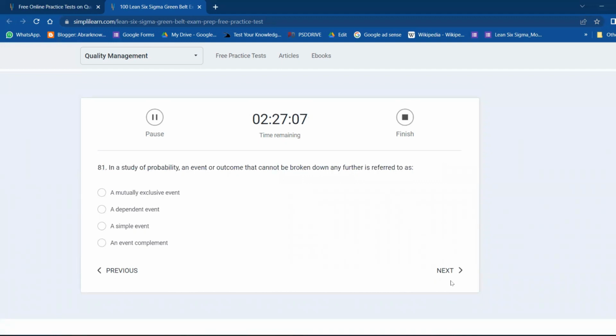And then you have the 81st question. In a study of probability, an event or an outcome that cannot be broken down any further is referred to as a simple event.